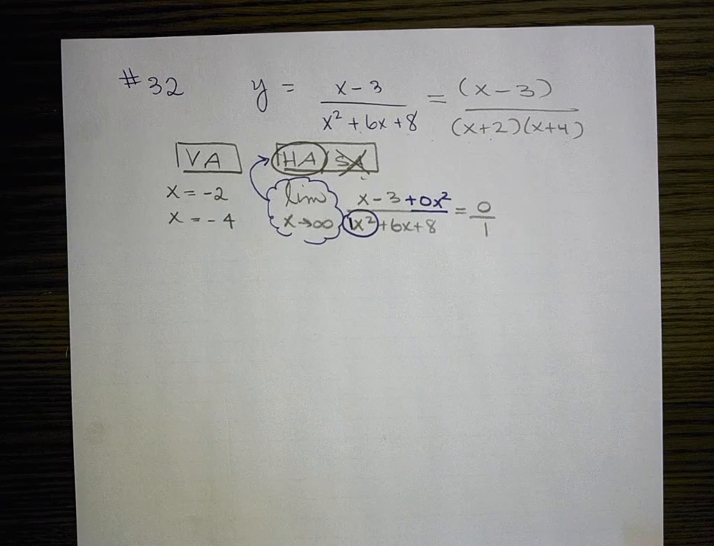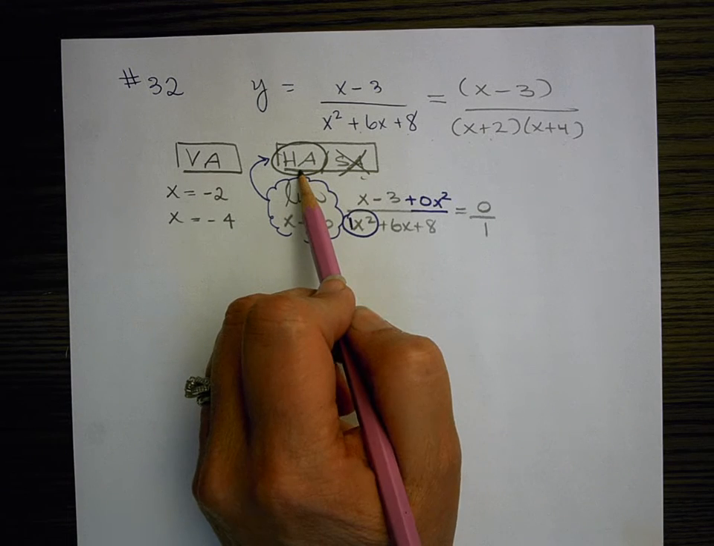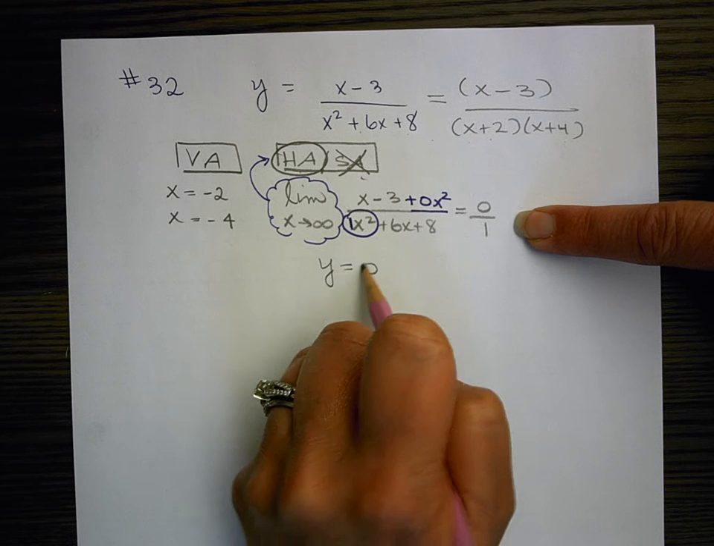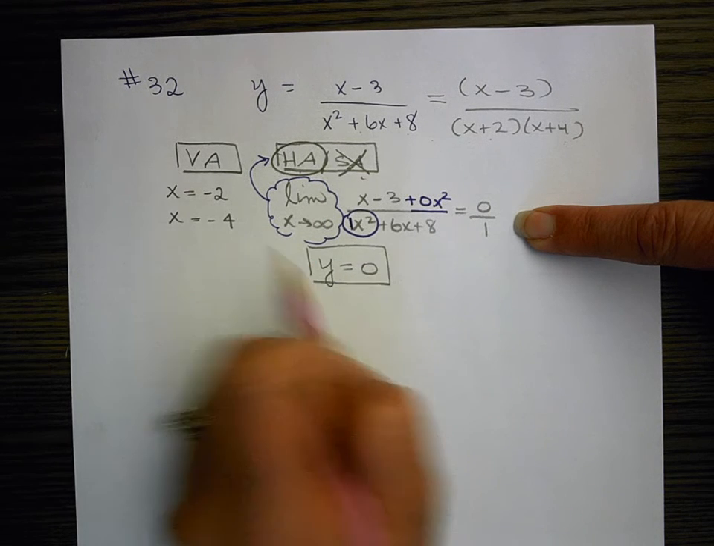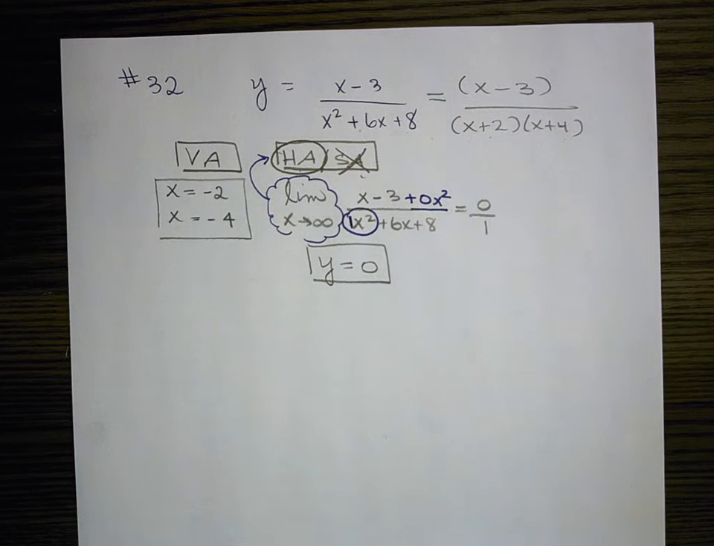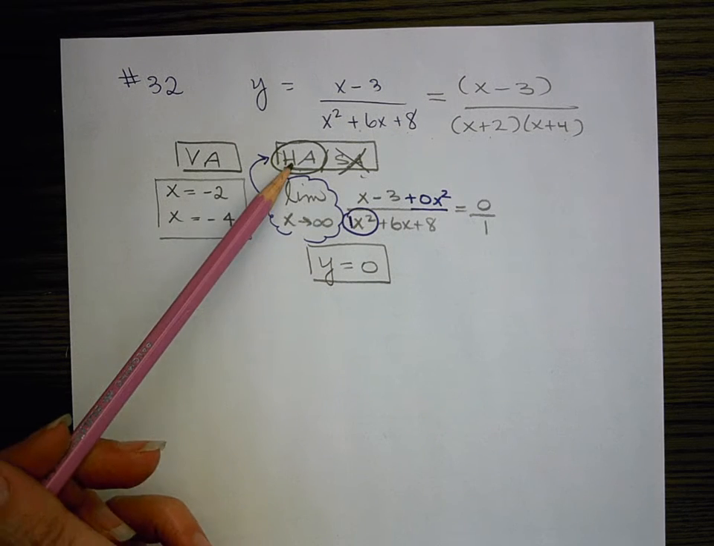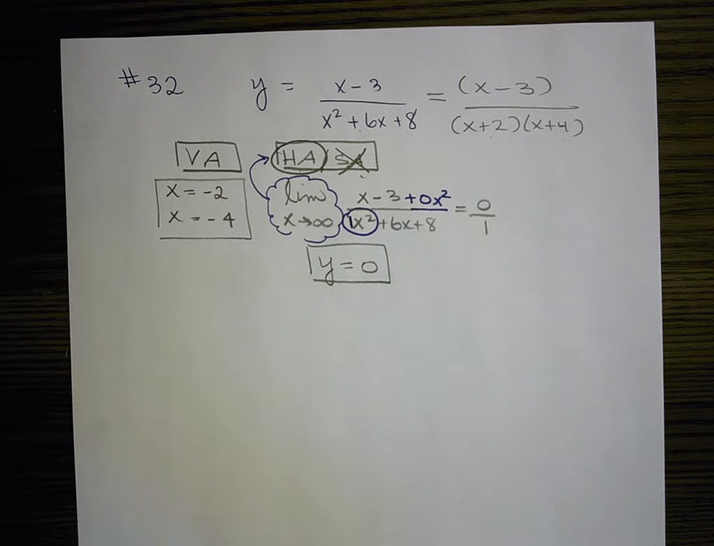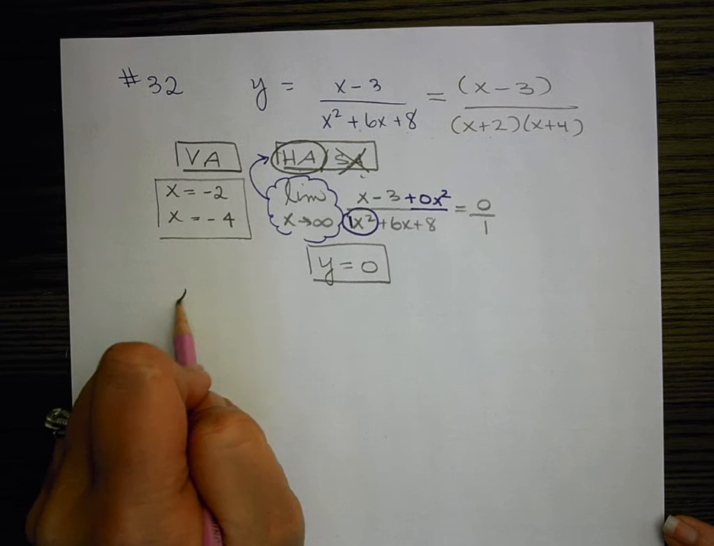which is just 0. So then I have a horizontal asymptote, at y equals 0, right? Because the limit is always a y value. Okay, so I have a horizontal asymptote at y equals 0 because 0 divided by 1 is 0. So then I want to find my x-intercepts and my y-intercepts.